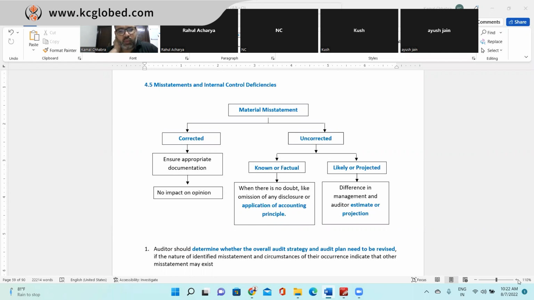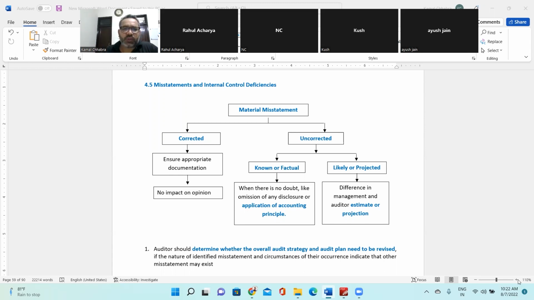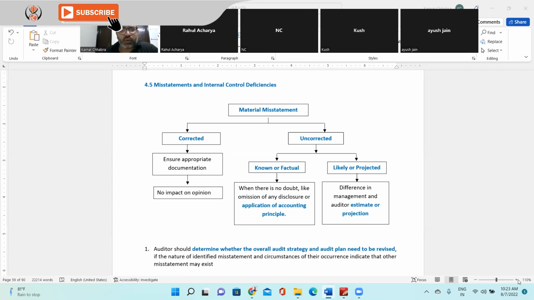When there is no doubt, such as an omission or an error in disclosure or application of an accounting principle, those misstatements are called known or factual misstatements. The second category is likely or projected misstatement, for example, a litigation matter. In a litigation matter, management will always say they will win the case. You have made inquiries with the legal counsel, taken a confirmation from them, maybe involved your own legal team to review, and you come to the conclusion that there is a potential outcome from this litigation for the company.